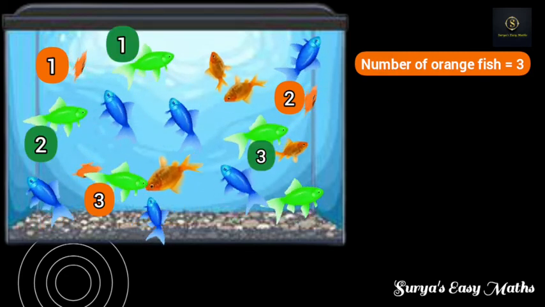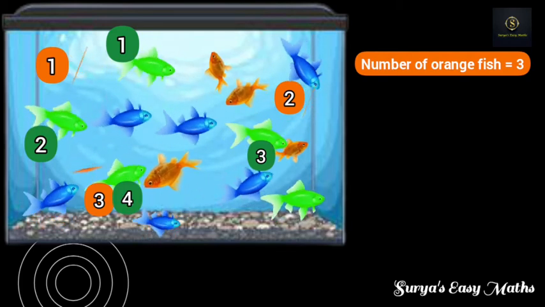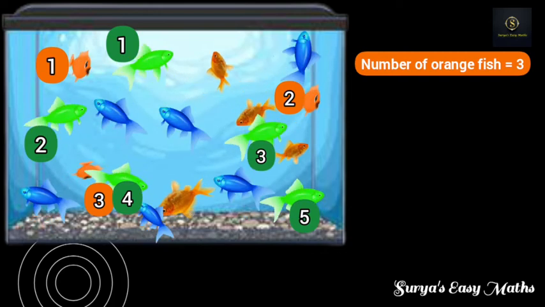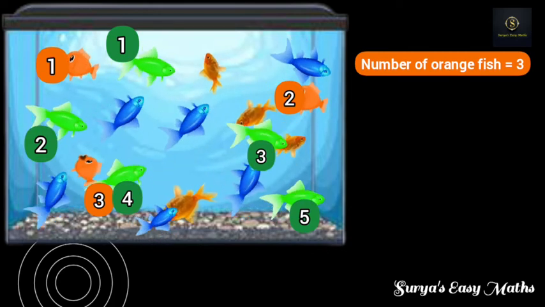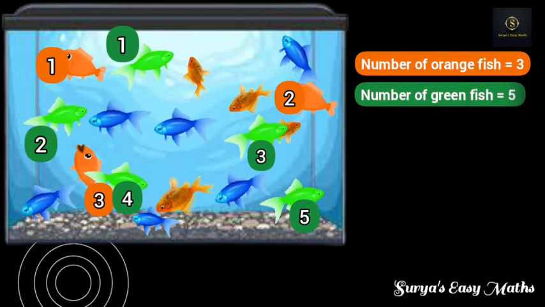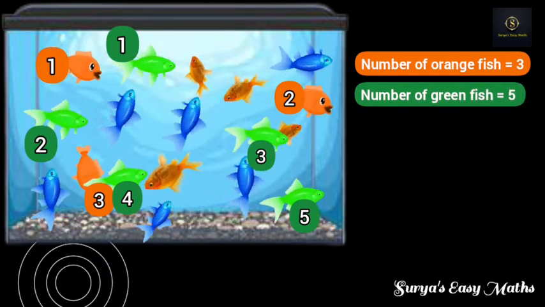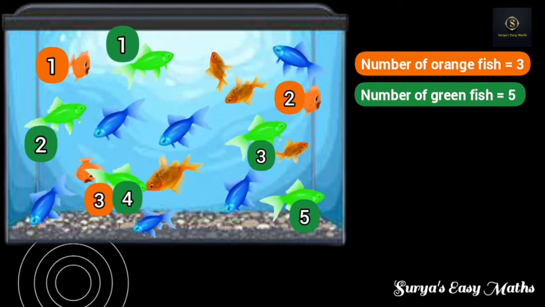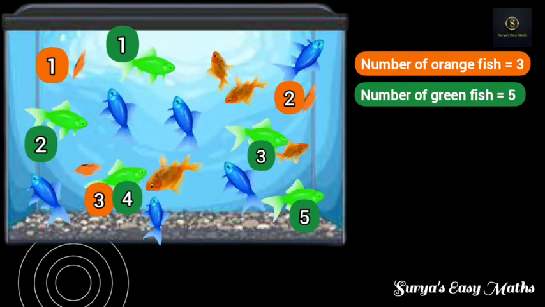1, 2, 3, 4 and 5. So there are 5 green fishes in the aquarium. So we write number of green fish is equals to 5. Now let's see the next color fish. Which one it is? Yes, it is a goldfish.